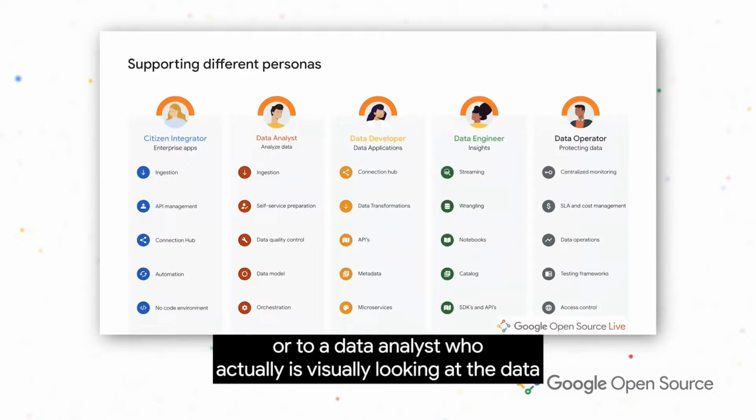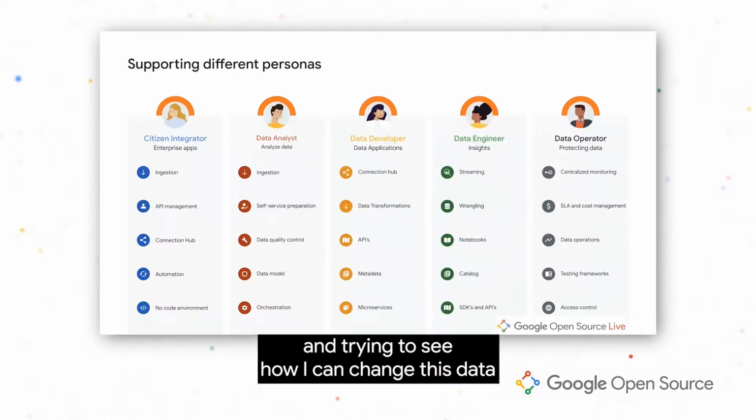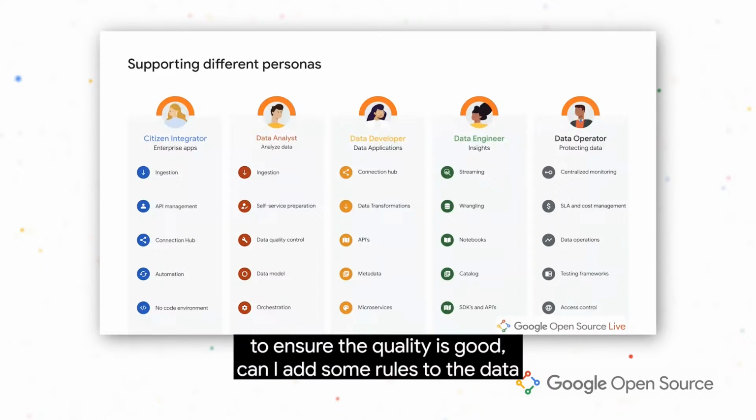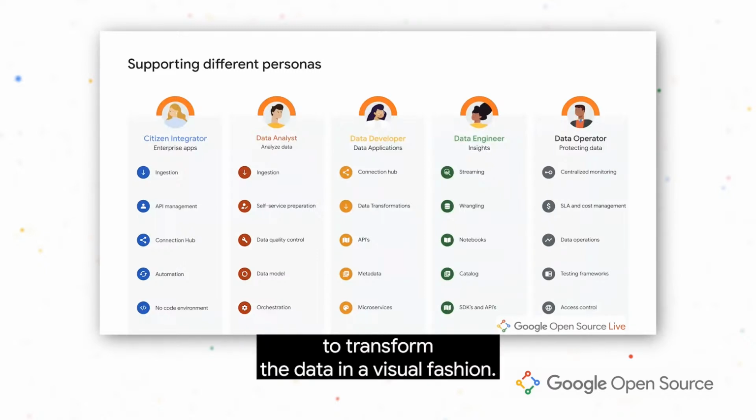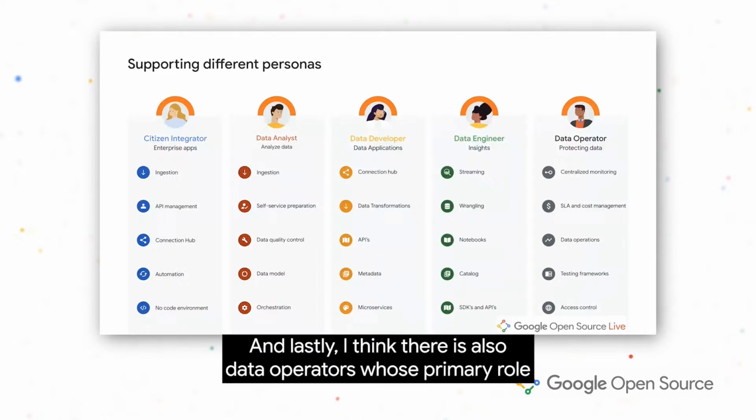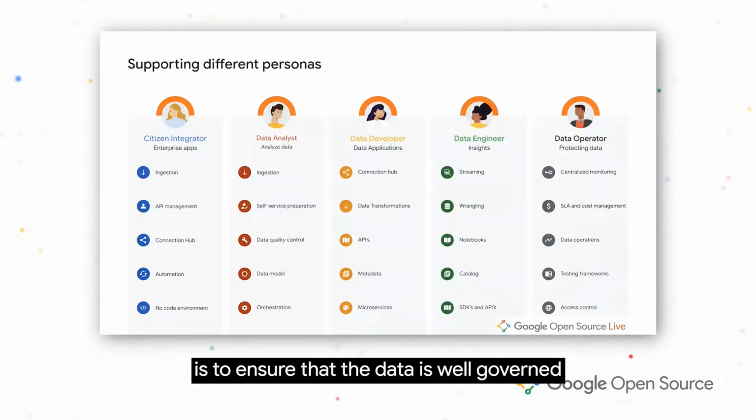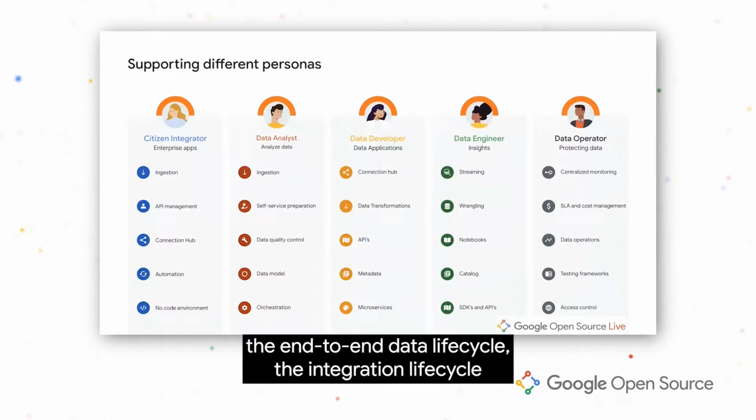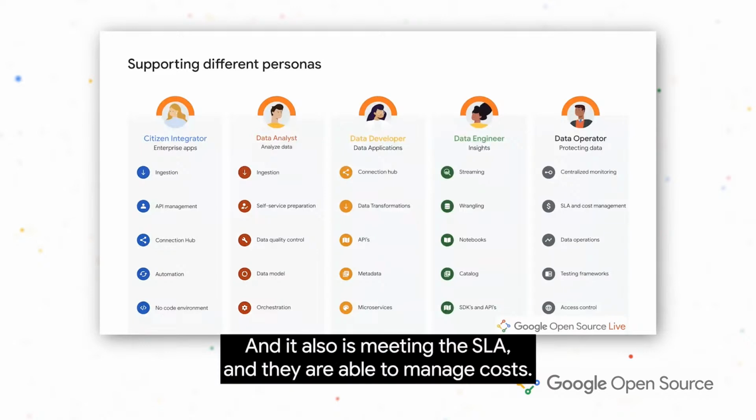or to a data analyst who is visually looking at the data and trying to see how I can change this data to ensure the quality is good. Can I add some rules to the data to transform the data in a visual fashion? And lastly, there are also data operators whose primary role is to ensure that the data is well governed, the end-to-end data lifecycle, the integration lifecycle is maintained properly, and it also is meeting the SLA, and they are able to manage costs.